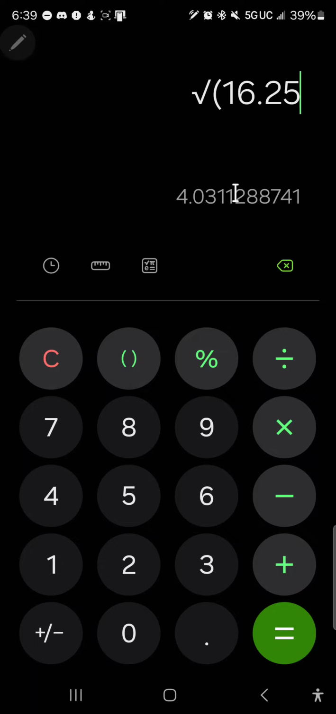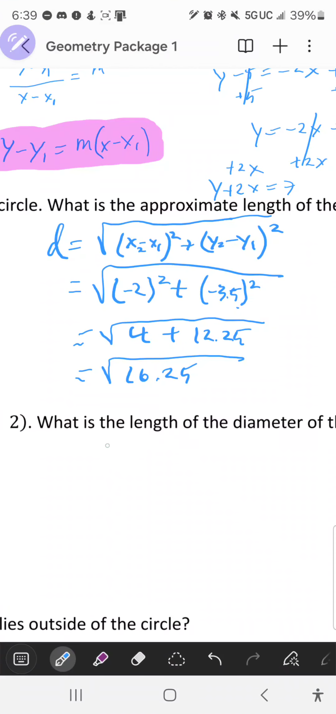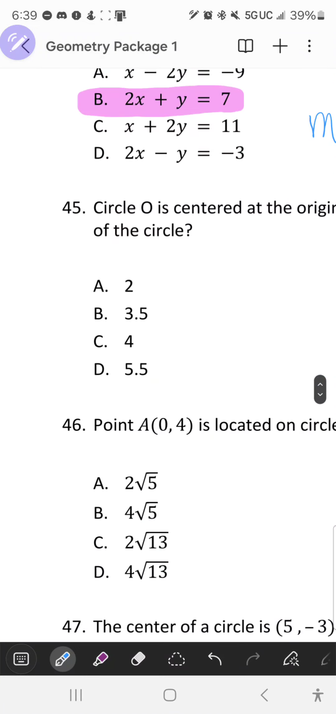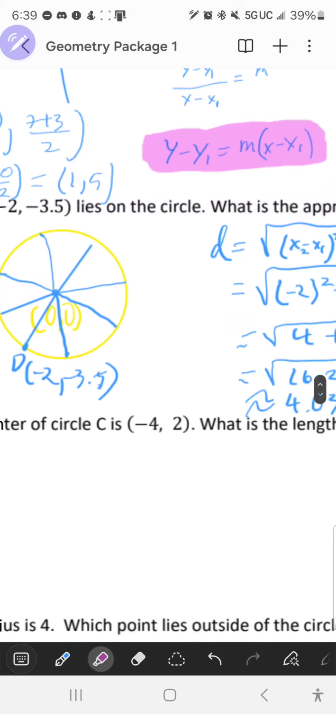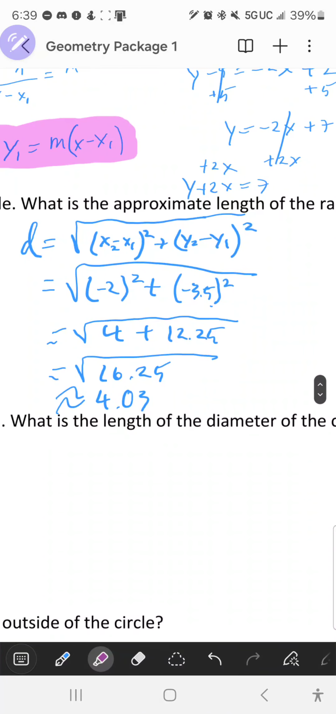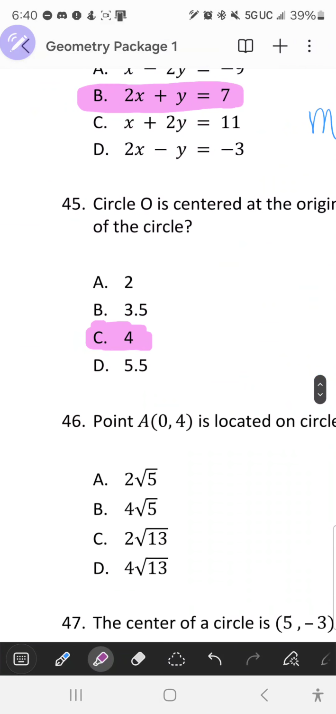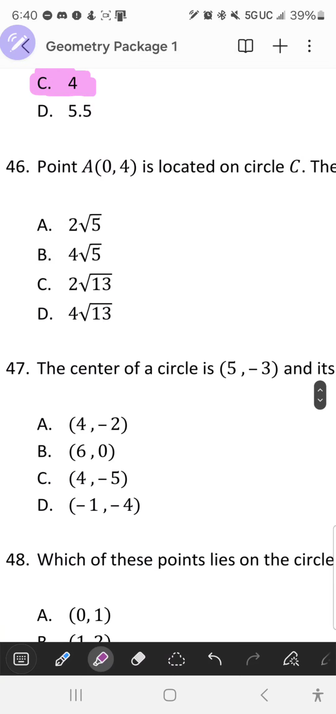It is approximately 4.03. So the radius is approximately 4.03. Yeah, approximately 4. That's the nearest one. And that's the answer.